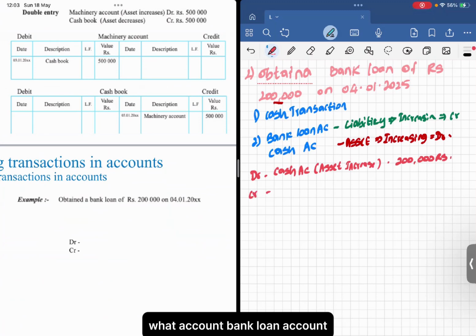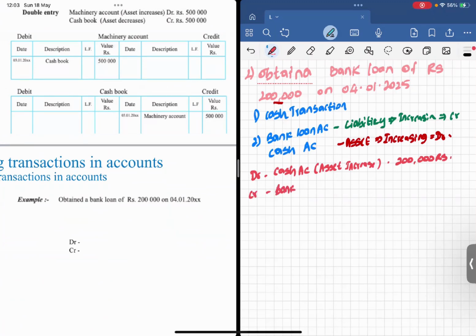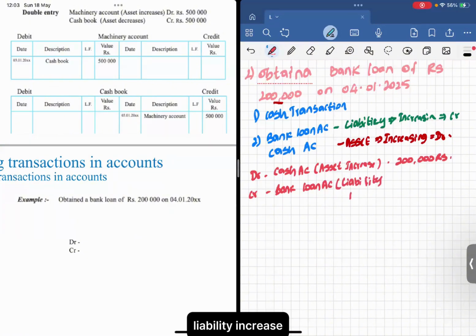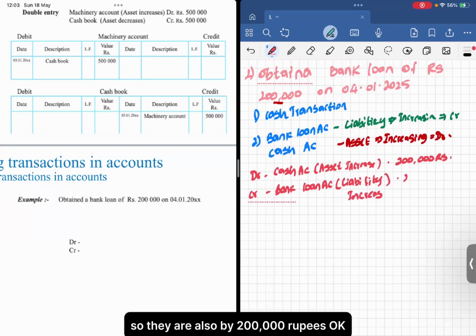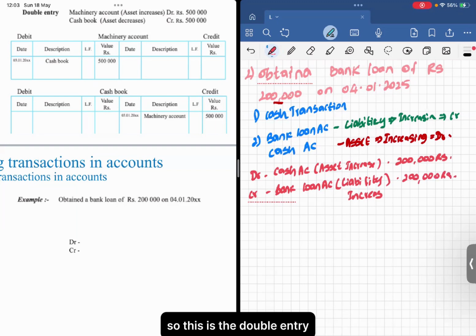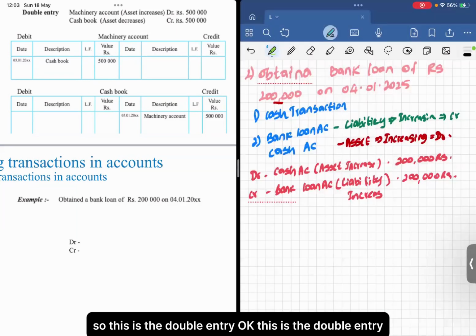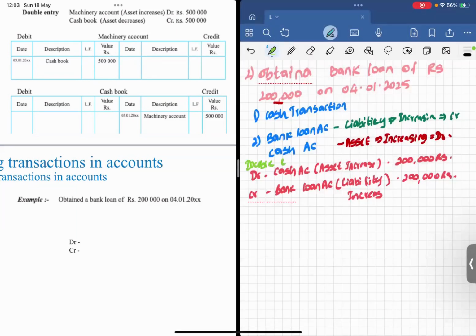Then we are crediting the bank loan account. There, what has happened? Liability has increased. So that is also by 200,000 rupees. So this is the double entry.